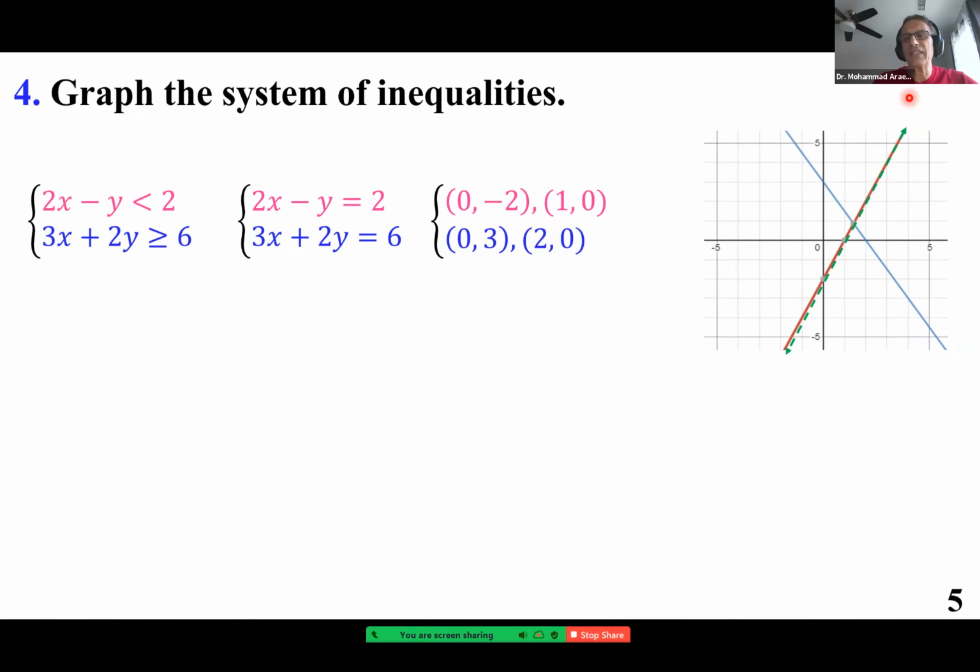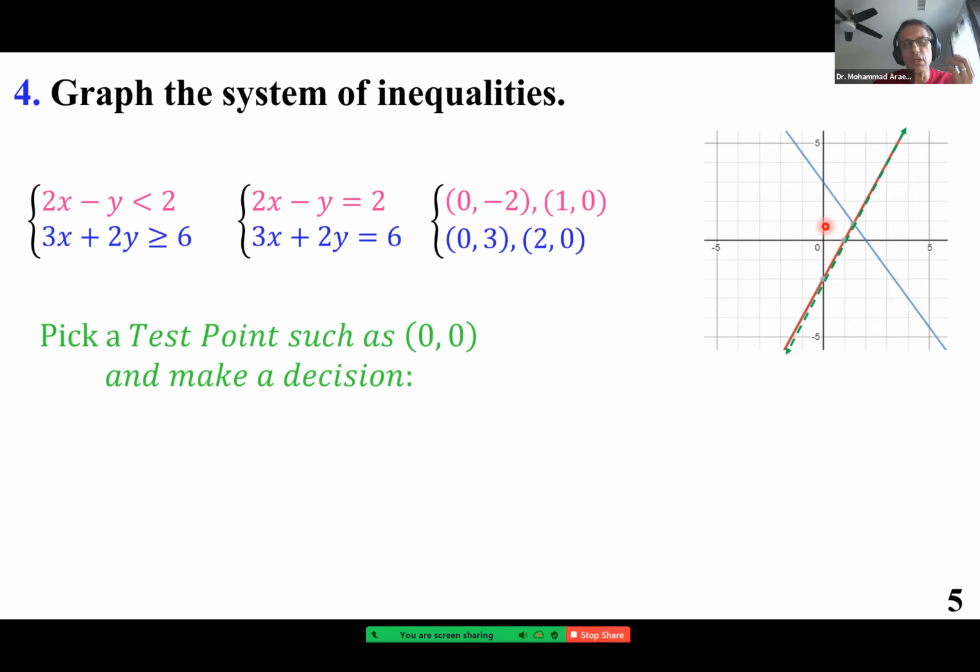Now we pick up a test point for each one, actually. The point 0, 0 doesn't belong to any of them, so that would be a good point. Otherwise, you can't pick it up. It shouldn't be on any of those lines. And so now check it with the red line.